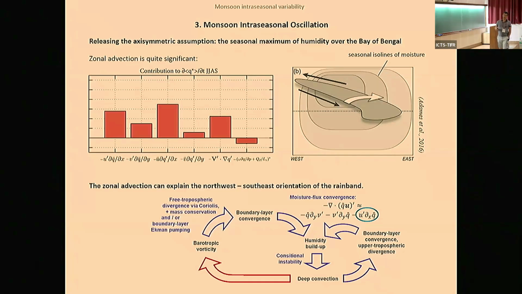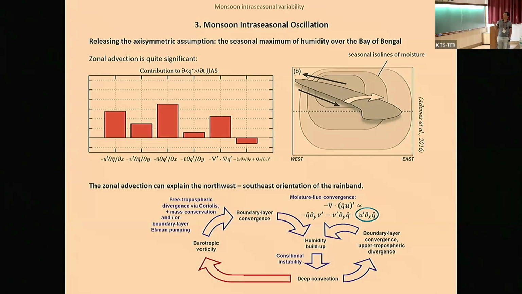And this is because we actually have a maximum of humidity over the Bay of Bengal. So it looks like this anomaly here. And we'll have anomalous wind both in the meridional and zonal direction, of course. Even in the axisymmetric framework, we had those anomalies, but they weren't transporting anything because we had no gradient.